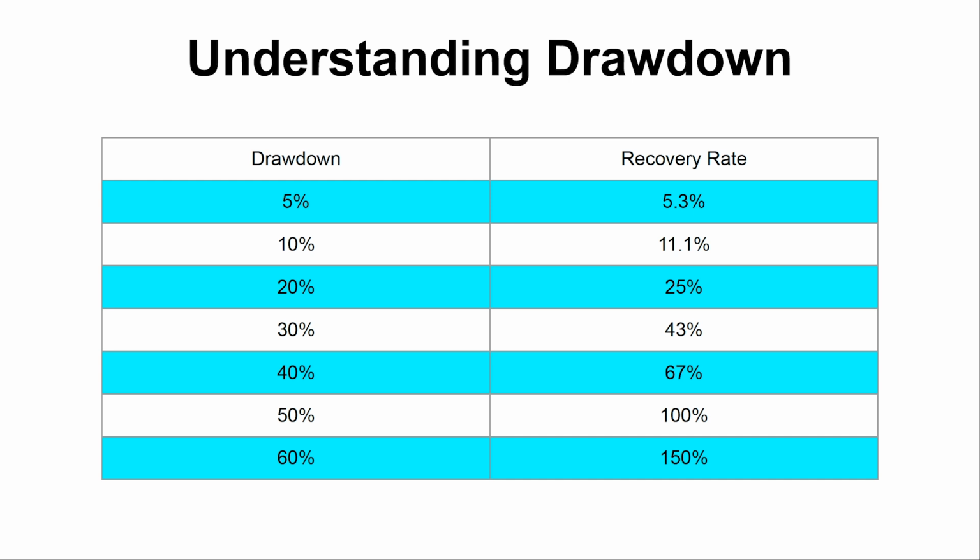As we can see here, a drawdown of 5% requires us to earn back 5.3% in order to recover. A 20% drawdown actually requires a 25% return in order to get back to break even. You see what I'm getting at? This is why risk management is so crucial when it comes to trading.